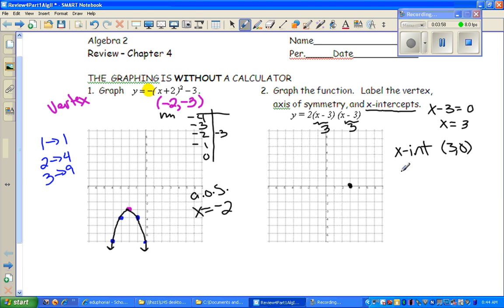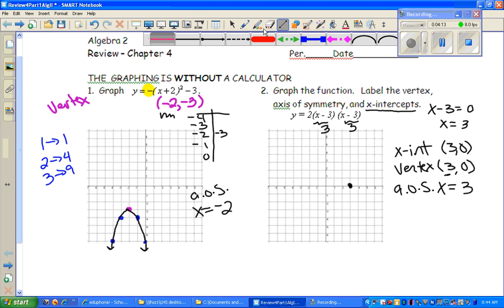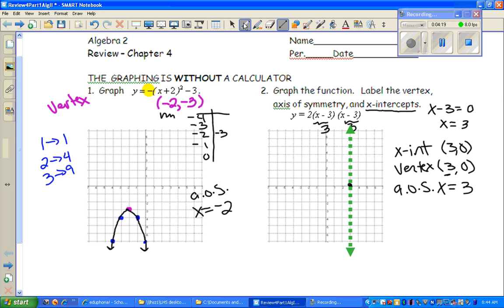Since it's a double root, that is also the vertex. So the vertex here is also at 3, 0. The axis of symmetry comes from the vertex, always x equals, and it's always that x value. So x equals 3. So all of that had to do with that value of 3. So I'm going to draw in my axis of symmetry here. And I'm going to plot my points.